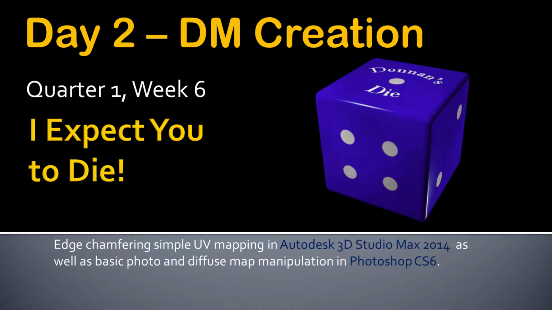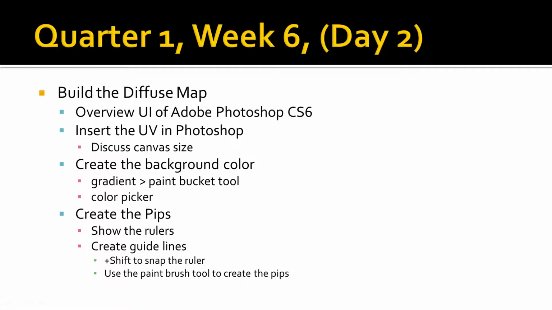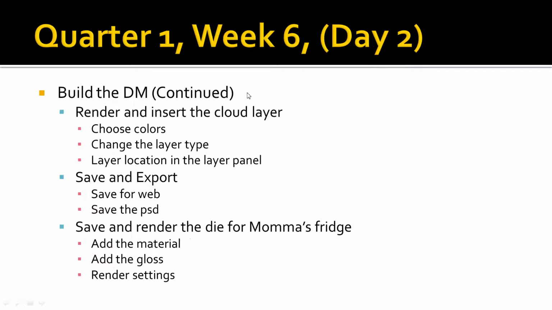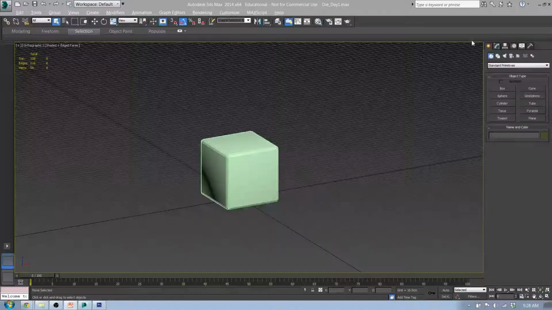Now today we're going to create the diffuse map. We're going to do that mostly in Photoshop today. So the goal for today is we're going to build the diffuse map, we're going to talk about CS6, we're going to insert the UV in Photoshop and create the background color and then create the pips. Then we're going to render and insert the cloud layer, save and export, and save and render the die so you can put it on your fridge at home and your mama will be so proud, or grandma, or papa, or whatever.